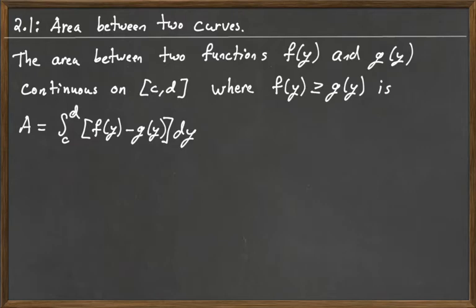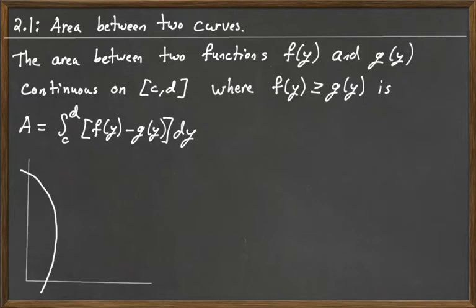So here it's pretty much the same thing as functions of x. It says the area between two functions f of y and g of y, and they're going to be continuous on the closed interval [c, d], where one is larger than the other, so f of y is greater than or equal to g of y. And that area is going to be the definite integral from c to d of f of y minus g of y dy. So we can go ahead and draw a picture here.